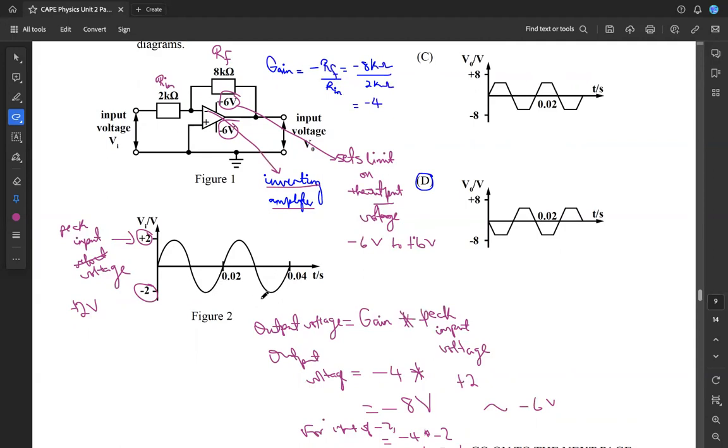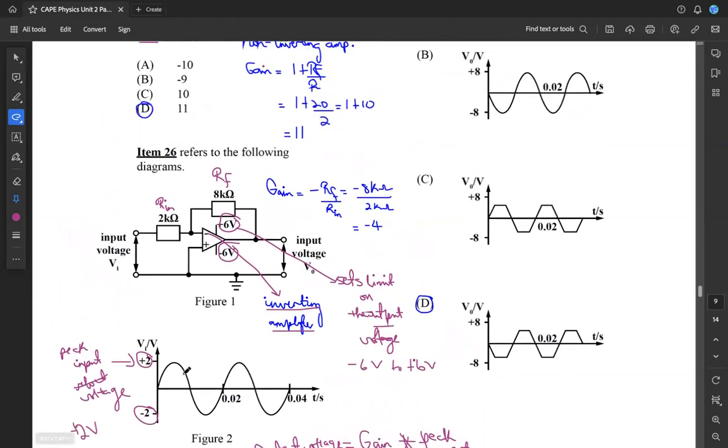So if there are any waveforms that show this same sinusoidal pattern where it's positive and then negative, positive and negative, we can strike those out because it has to be inverted. That's the first criterion in looking at our graphs. It has to be inverted from here.